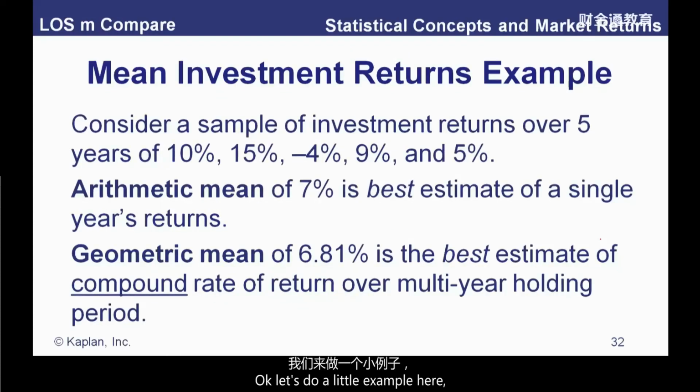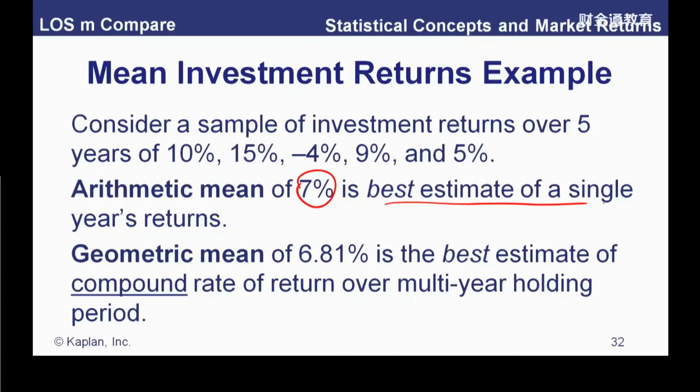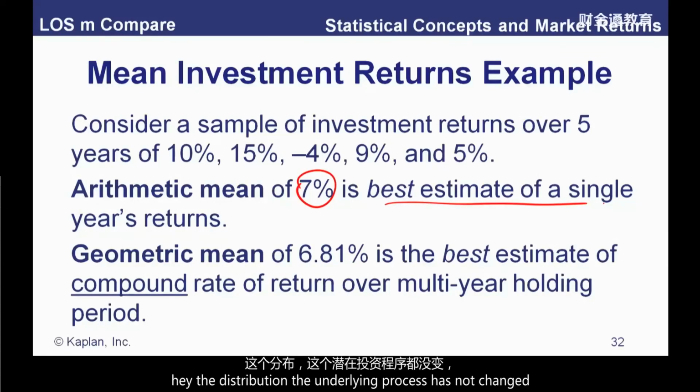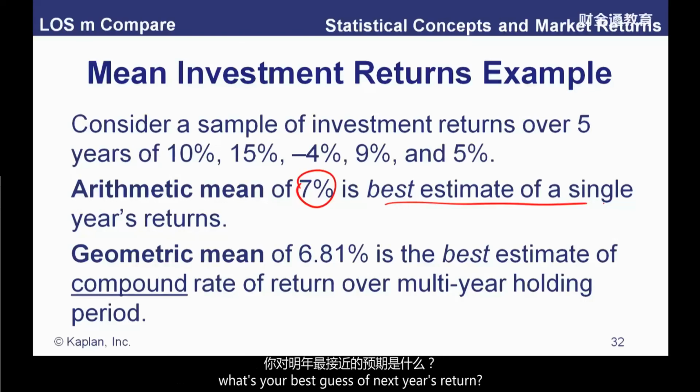Okay, let's do a little example here. Consider investment returns over 5 years of 10, 15, minus 4, 9, and 5%. The arithmetic mean of those is 7%. And we can interpret that as the best estimate of a single year's returns. If we had those 5 years of returns, we say, hey, the distribution, the underlying process has not changed. What's your best guess of next year's return? That's going to be 7%. That's going to be the arithmetic mean.